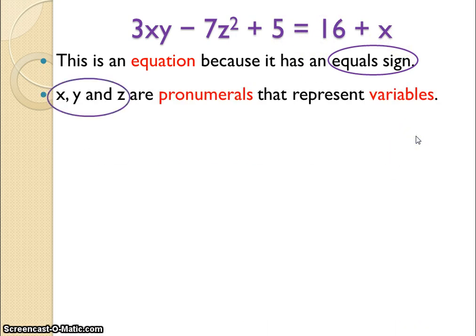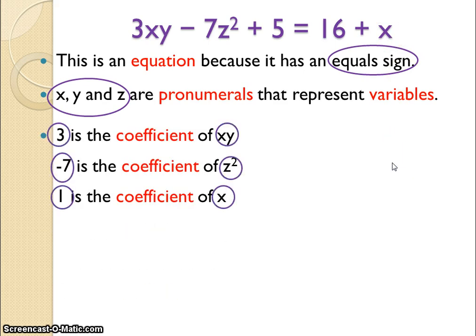There are three pronumerals, each of which represents a variable. So we have x, y and z. We have x and y together being multiplied here, and then we have x on its own over here.